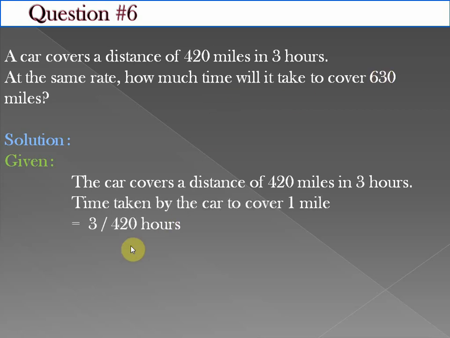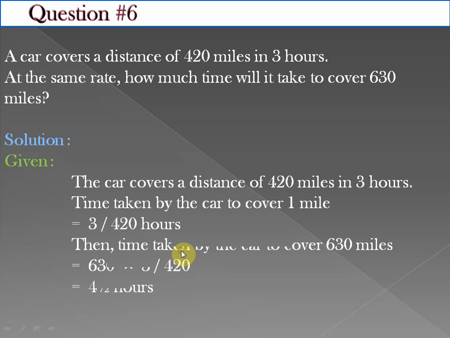First we calculate 3 divided by 420, the time per mile, since 420 miles take 3 hours. We need 630 miles, so we multiply 630 with this answer: 630 multiplied by 3 divided by 420 hours. It simplifies to 4 hours and 30 minutes, which is 4.5 hours. So this is the answer to this question.